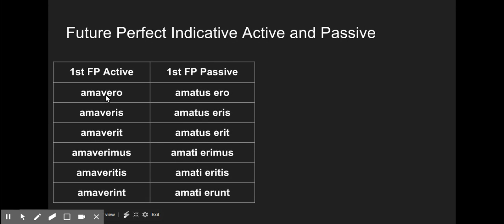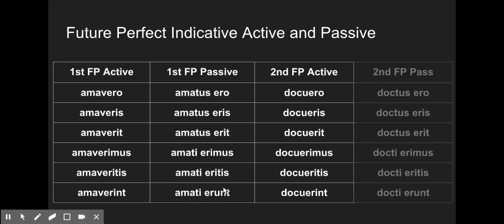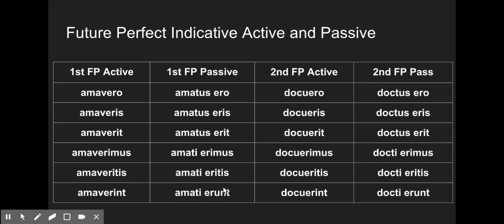Same pattern you see with the future perfect passive. You take the fourth principal part and use ero, eris, erit, erimus, eritis, erunt. Notice it goes back to the erunt because in the perfect passive, it's sunt. So there's no discrepancy, no need to change vowels. And again, the second conjugation is exactly the same. Again, notice the third person plural, erint in the active, erunt in the passive.